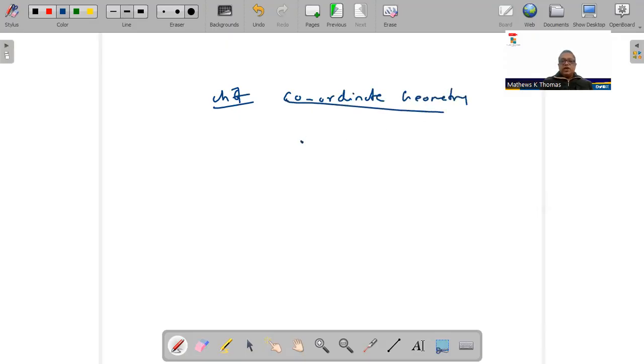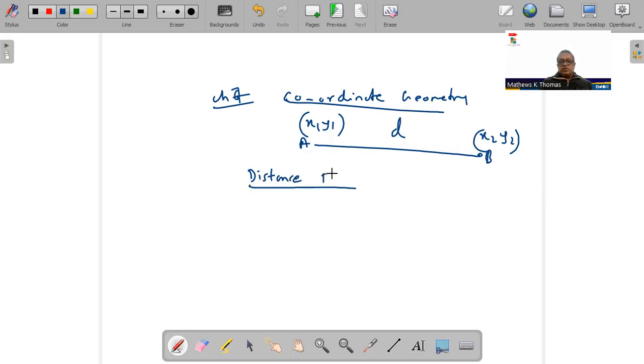So if I have 2 coordinates A and B, the coordinates of A is taken as x1, y1, coordinates of B is x2, y2, and the distance between them is d. So the first formula that we have to use here is distance formula. How to find the distance between them? Distance is root of x2 minus x1 whole square plus y2 minus y1 whole square. This is the formula by which we can find distance between 2 points.